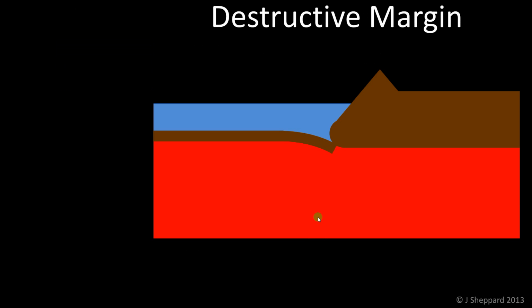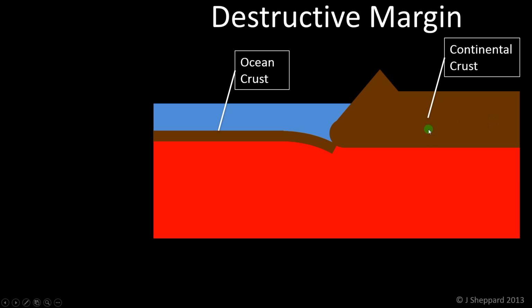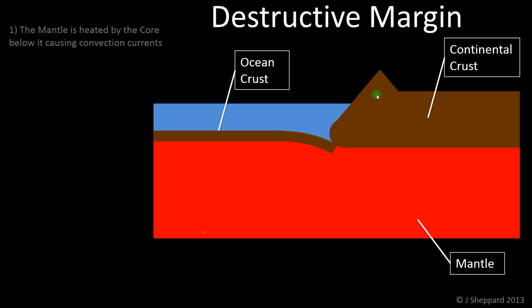So first, the destructive margin. Well, what we have here is the ocean crust again, just similarly to before. This time we have a very thick continental crust. I've shown the mountains already formed here, but it's basically this process of the ocean crust moving under the continental crust that causes the mountain formation. Okay, and similarly to before, we've got the mantle underneath. So what's going on then?